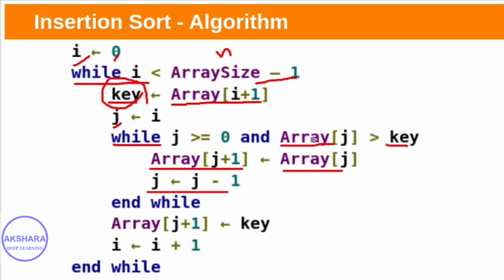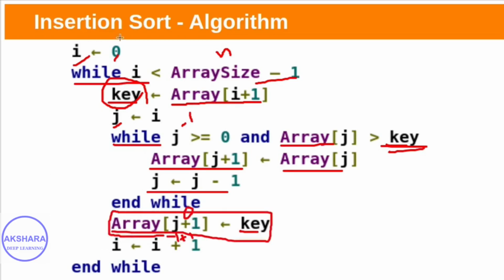Suppose no elements are greater than this key, then j will be decremented until it reaches a negative value. If j reaches minus 1, then this while loop will exit. This key will be inserted at the 0th index because j is minus 1, plus 1, it is 0. So key will be inserted at the first position. The same process will be repeated until all elements are sorted.